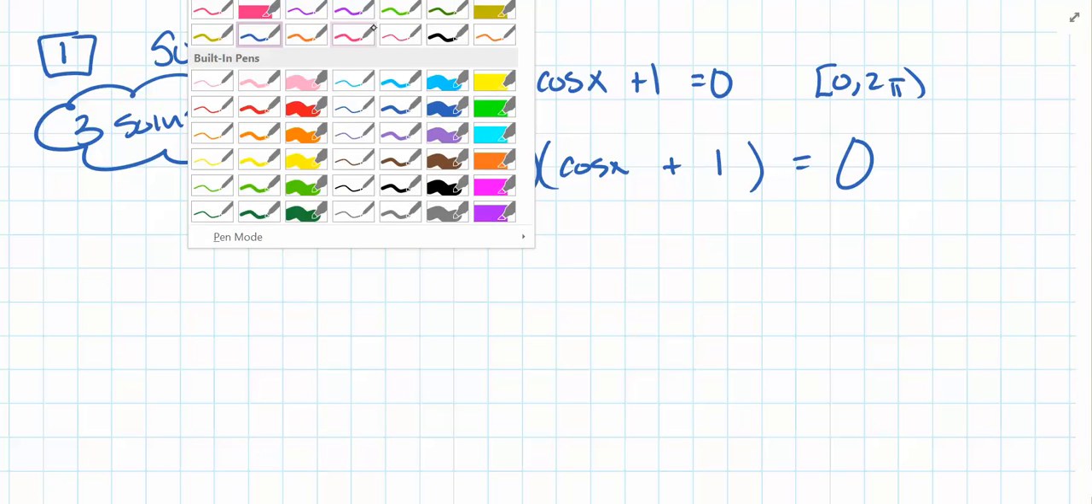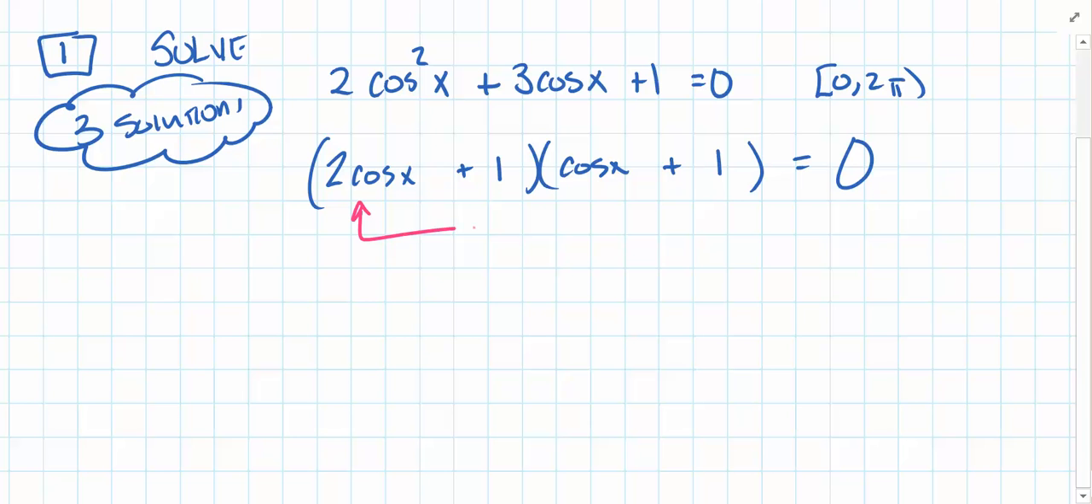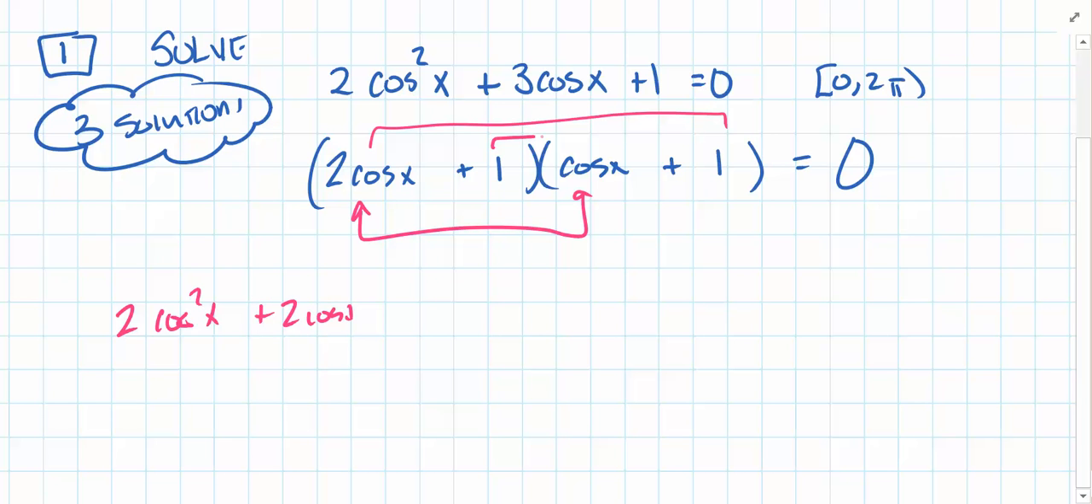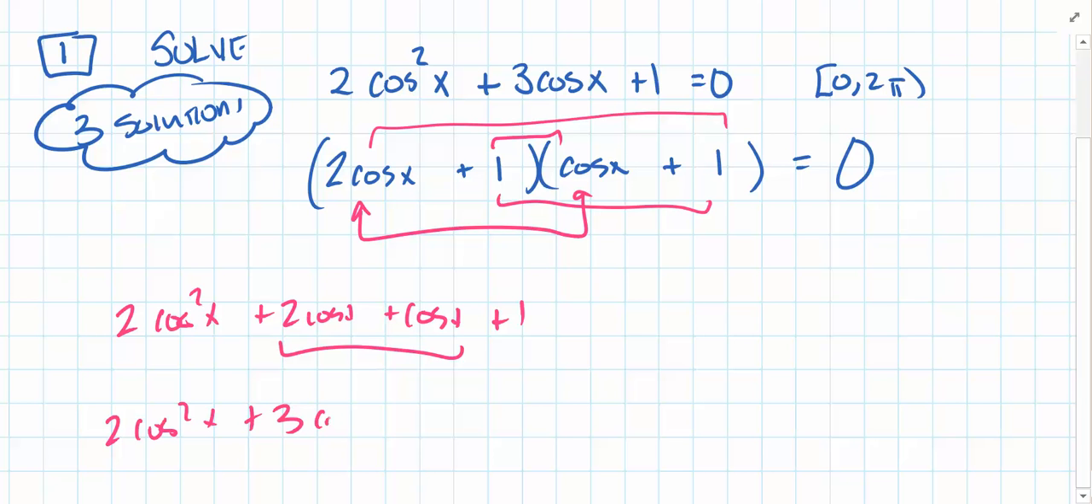Just to prove to you that this indeed is true, watch me do FOIL. If I do first, I get a 2 cosine squared x. Outer, I get a plus 2 cosine x. Inner, plus a cosine x. And then finally last, plus a 1. Those are like terms. Look what we get: 2 cosine squared x plus 3 cosine x plus 1, which is what we have right there. You guys on board with that?